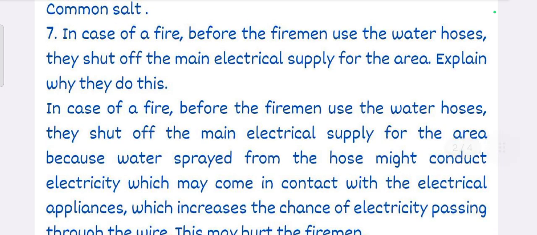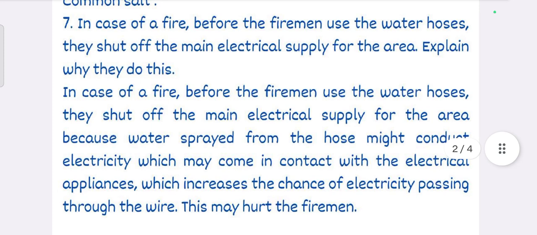Now question number 7. In case of a fire, before the firemen use the water hoses, they shut off the main electrical supply for the area. Explain why they do this.